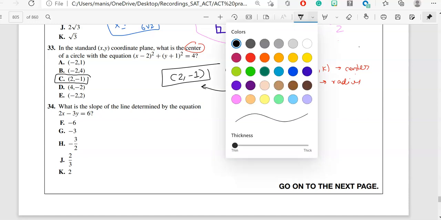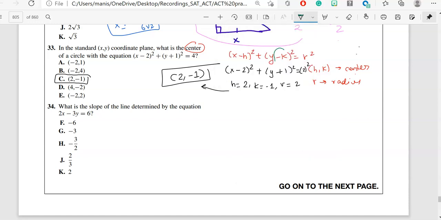An important point to note over here is this was the part which you were supposed to pay attention to. It looks like this: negative k, when we equate them, is positive 1. I will multiply both the sides by negative 1, which will give me k is equal to negative 1.